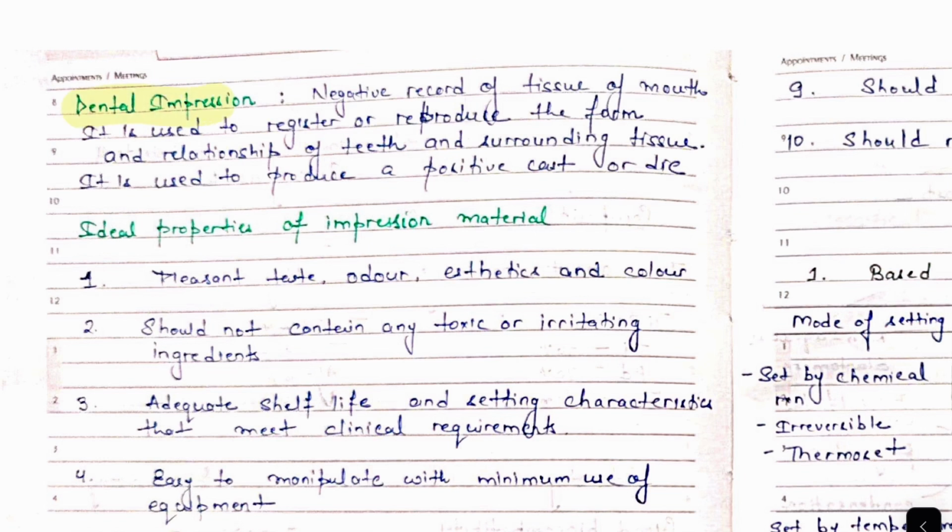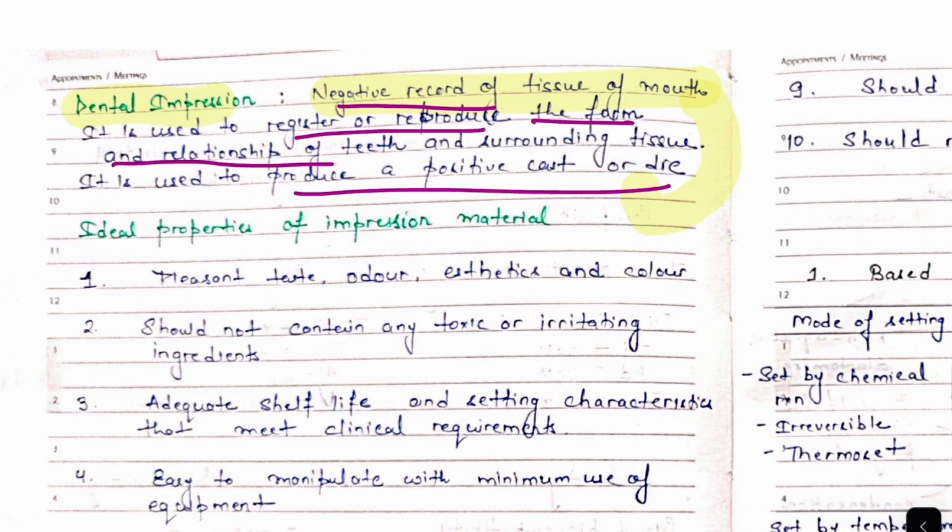Okay. So dental impression is a negative record of the tissue of the mouth. Whatever is in the mouth is the positive structure. Then we take a negative record, that is the tissue of the mouth, and then we make a positive replica, that is the gypsum product. So this is a negative record of the tissue of the mouth that is used to register or reproduce the form and relationship of teeth and surrounding tissue, and it is used to produce a positive cast.